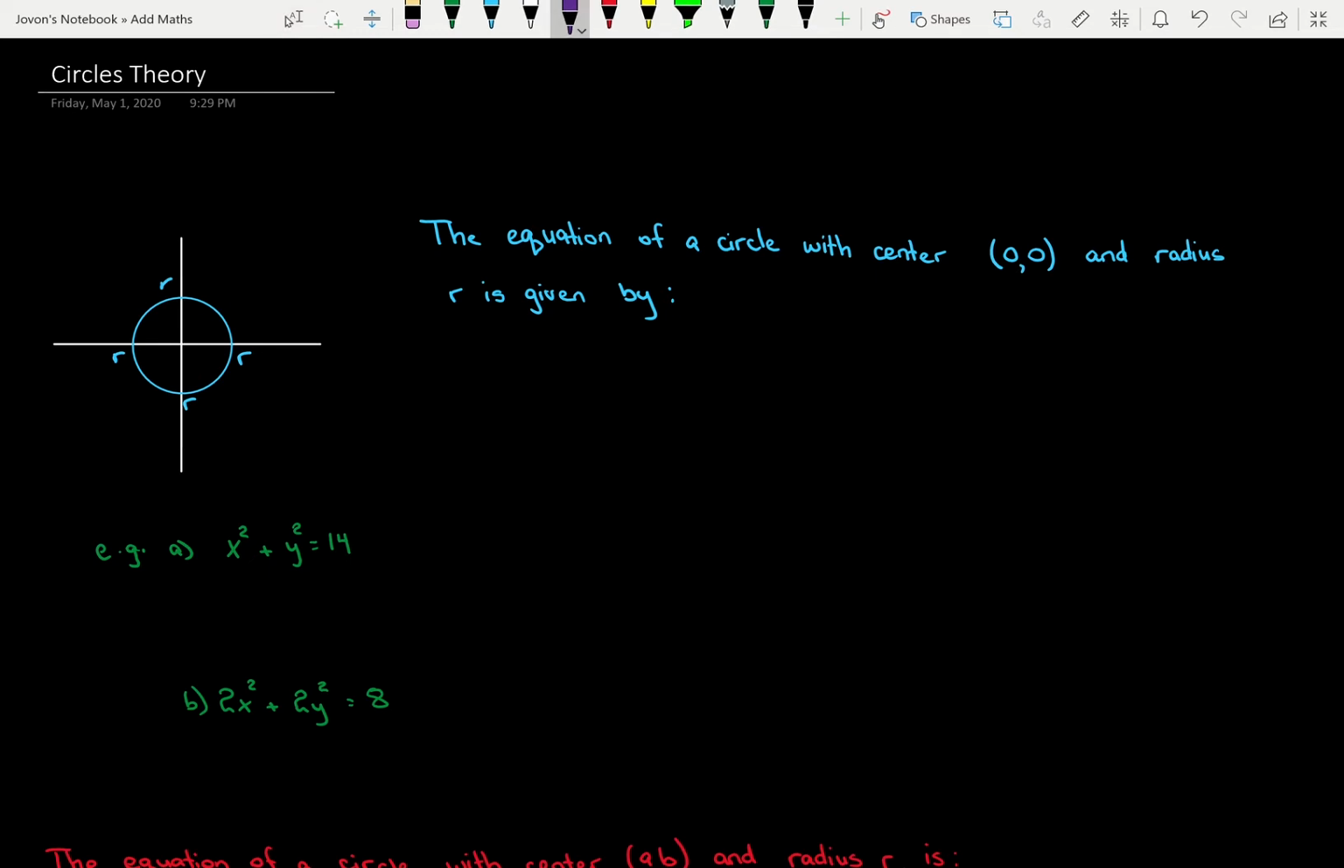And this topic here is about circles, so we're going to learn about the equations of circles and tangents to circles. It's a very simple topic. Don't overthink it. It's pretty straightforward. So let's get right into this.